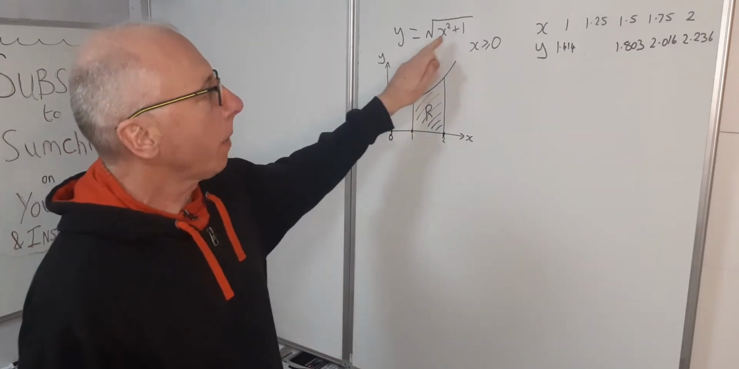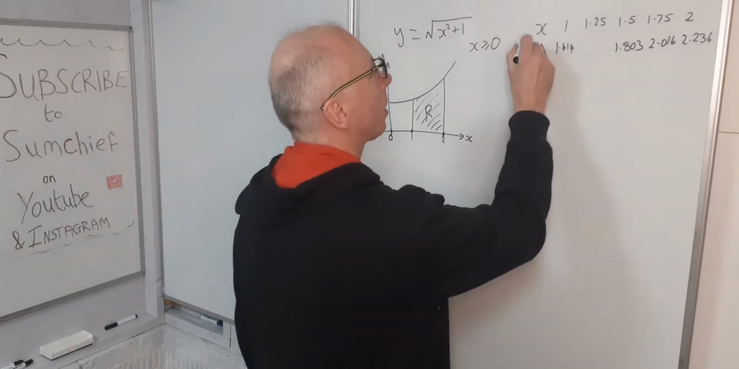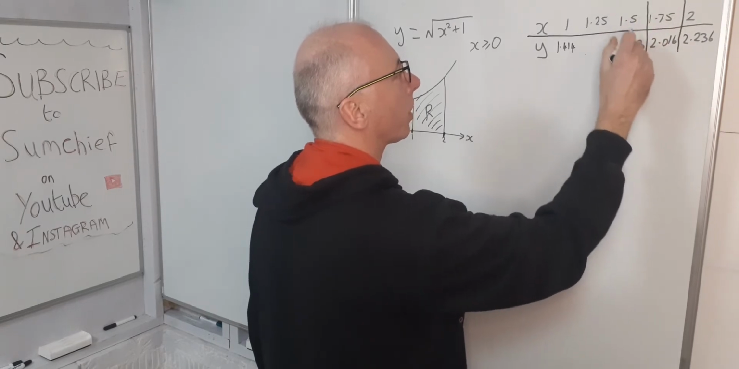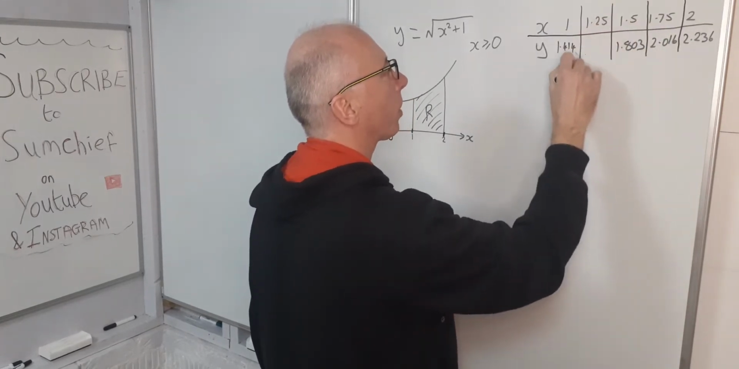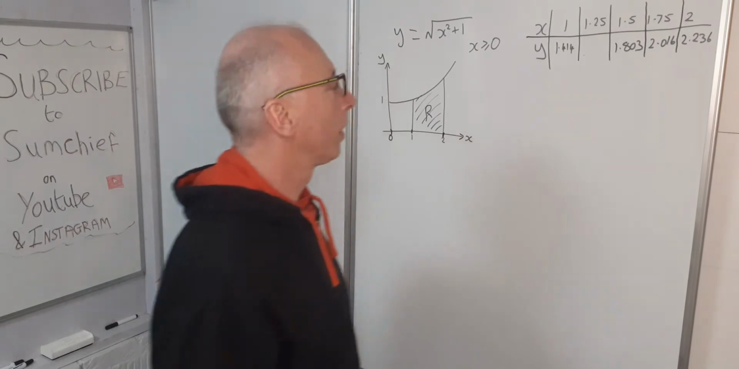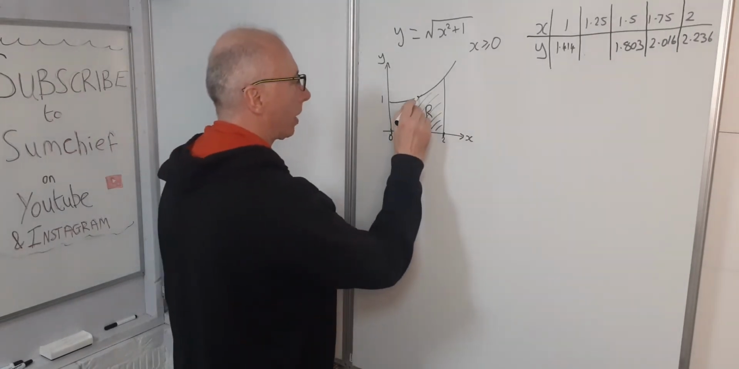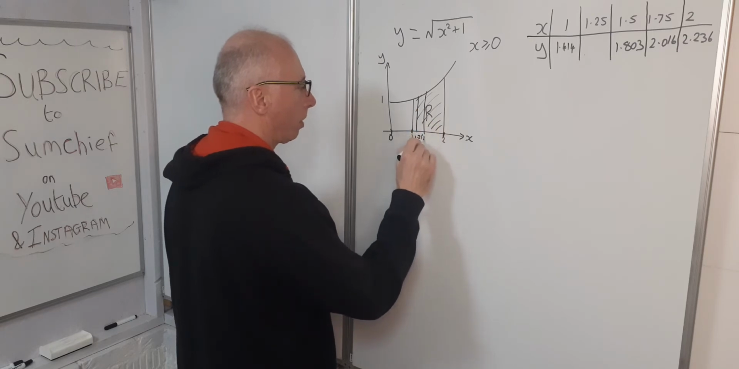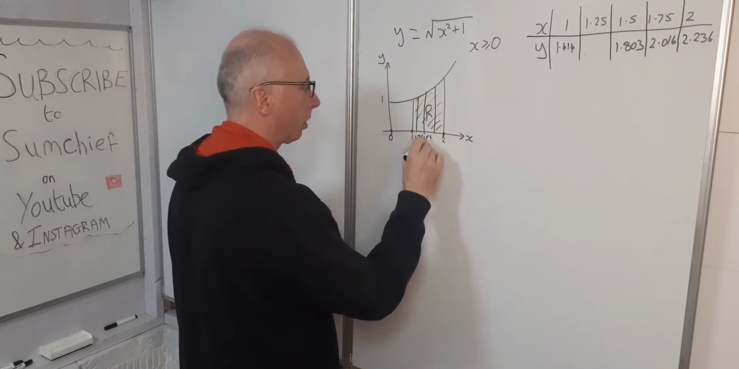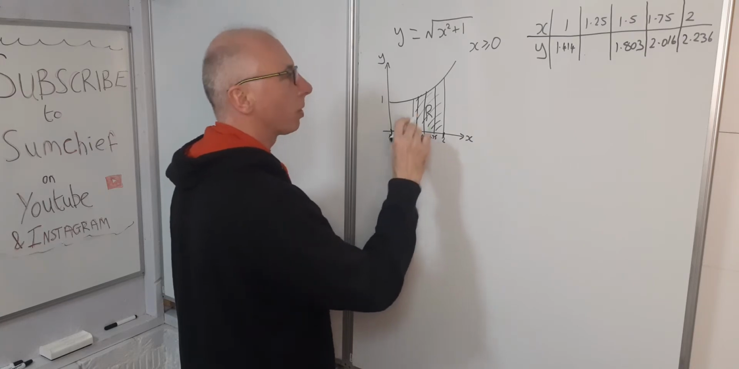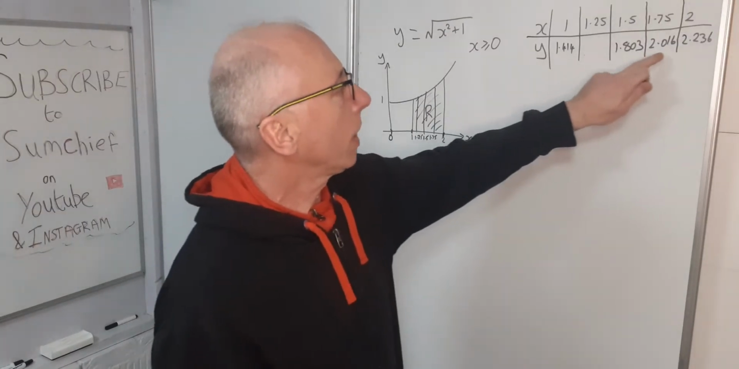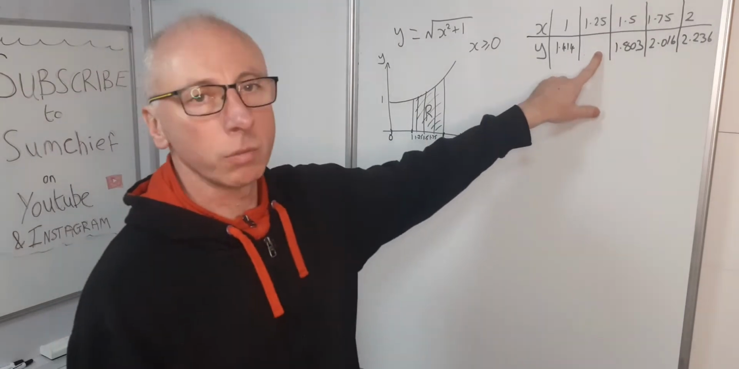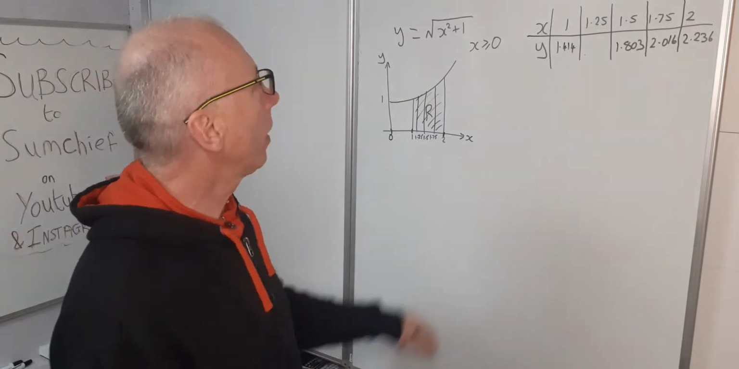So that's our formula, and we're given a table of values here. So there's 2, 1.75, 1.5, 1.25 is missing, and we've got 1. So that will be our values here: 1.25, 1.5, 1.75, and then 2. So that's our value for the areas of each of these parts. But as you can see, we've got this one missing. So how do we find that?